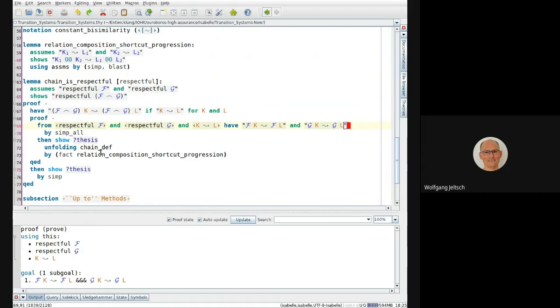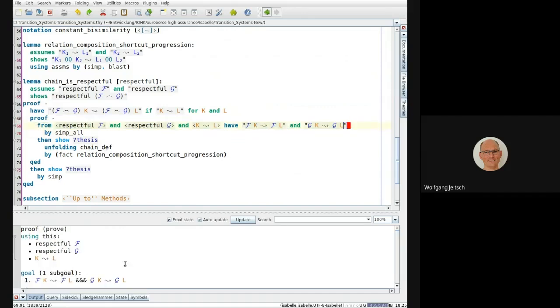This follows from the definition of respectfulness. So respectful F means that from this we get this, and respectful G means that from this we get this. This is something that the simplifier can figure out. You don't write simp, but simp_all. This is a proof method that applies simplification to all goals, not just to one goal. Here we have two goals.